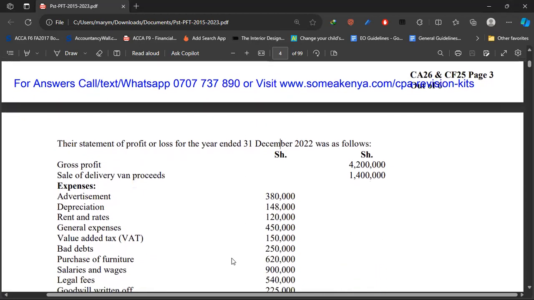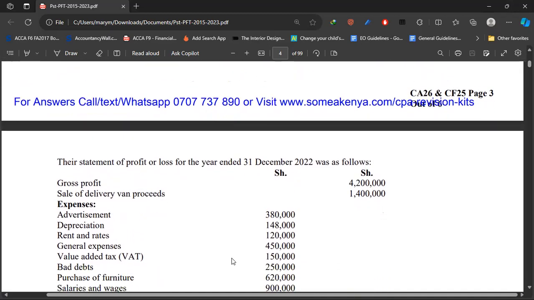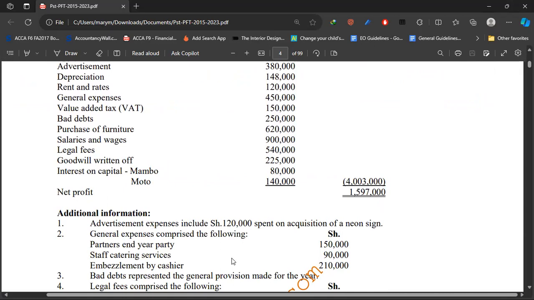Bad debts 250,000. Purchase of furniture 620,000. Salary and wages 900,000. Legal fees 540,000. Goodwill written off 225,000. Interest on capital: Mambo 80,000, Moto 140,000. A total of 4,003,000. Net profit 1,597,000. Additional information: advertisement expenses include 120 spent on acquisition of neon sign.